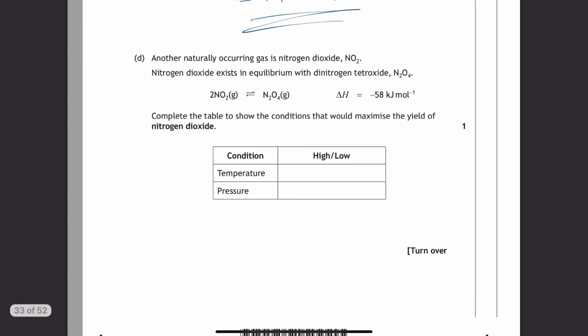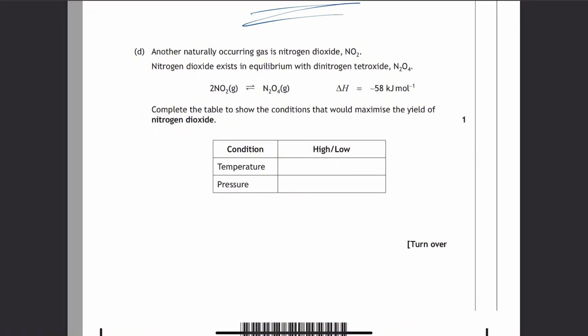So another naturally occurring gas is nitrogen dioxide. Nitrogen dioxide exists in equilibrium with dinitrogen tetroxide, N2O4. Complete the table to show the conditions that would maximise the yield of nitrogen dioxide. Now you could get caught out here, but nitrogen dioxide is in bold, and if they put something in bold, it means you need to think carefully before you proceed. So nitrogen dioxide is this one here. So we're actually wanting to shift the equilibrium to the left in this case.